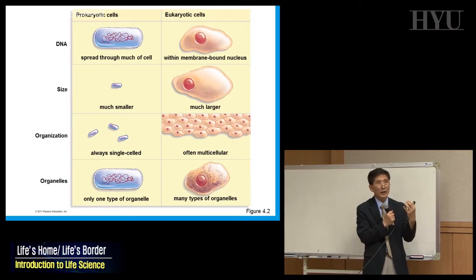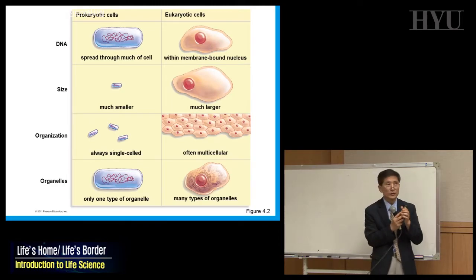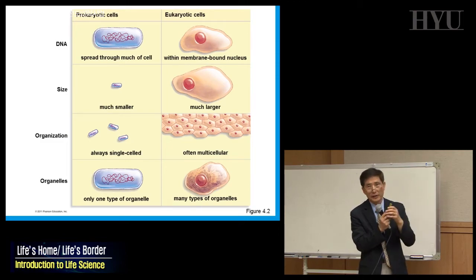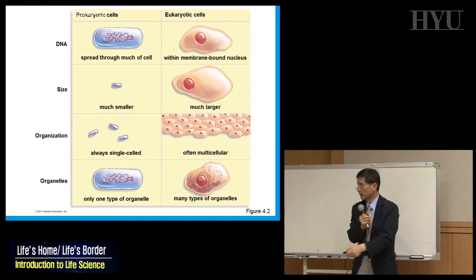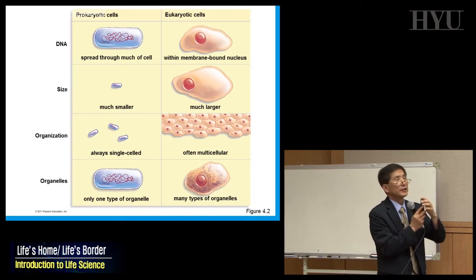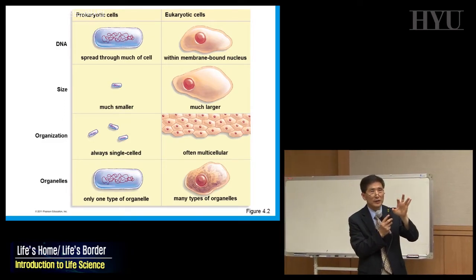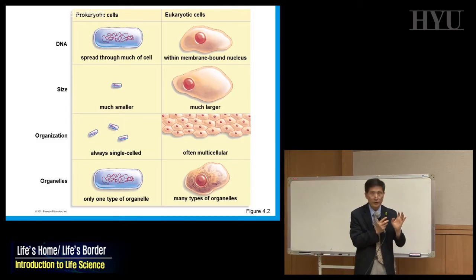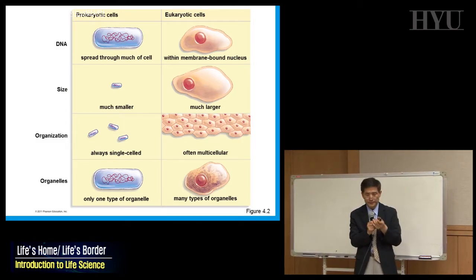Inside the cell, what do prokaryotes have? They have only one type of organelle. Organelle means small organ. In this case, it's called ribosome. We'll come back to that point. In a eukaryotic cell, there are many small compartments and small units inside. That is different. Question? Okay, we'll move on.